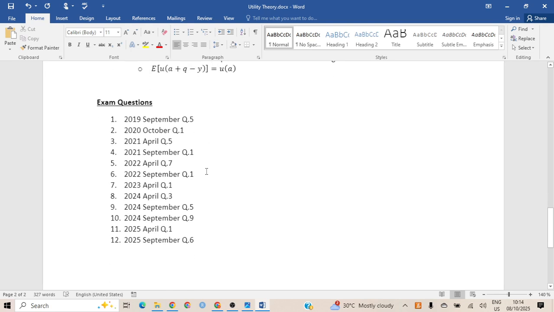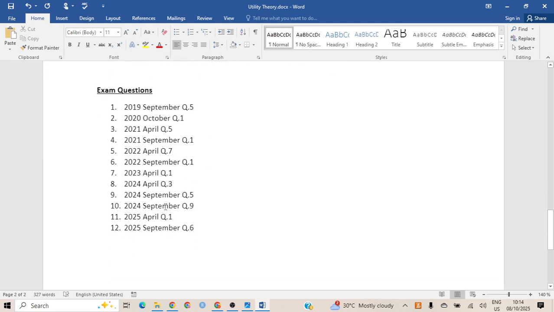Here I have broken down all the exam questions that the examiner has asked all the way from 2019 to 2025. In 12 sittings, the examiner has asked this question 12 times. So this shows that this is a commonly asked question. And in some sittings, like in 2024 September, the examiner asked this question twice. So it is only wise that as you revise for your exam, you take this into account.